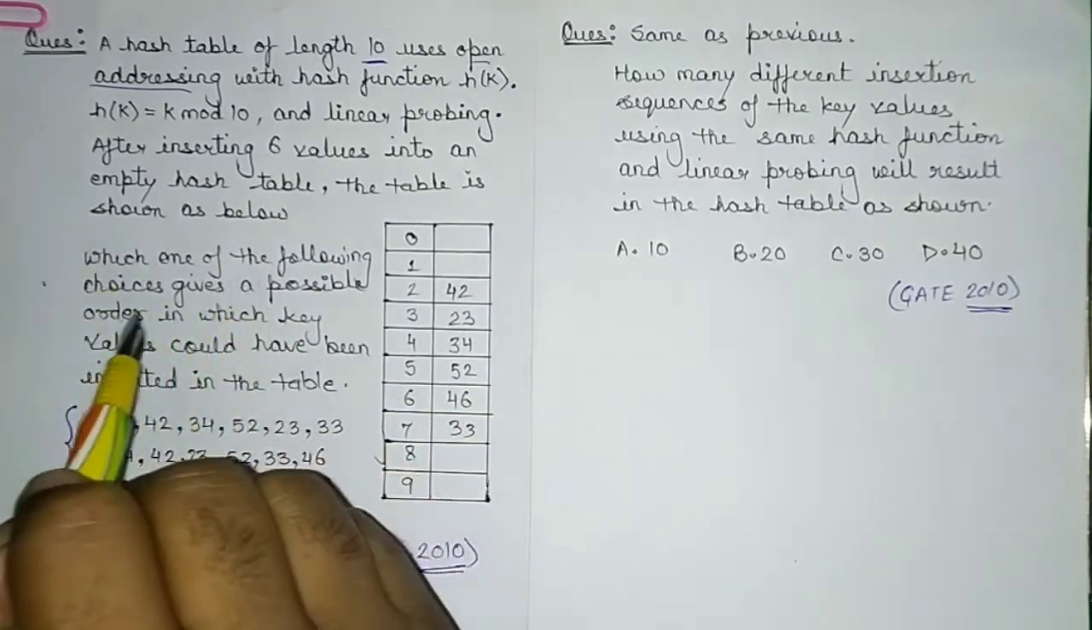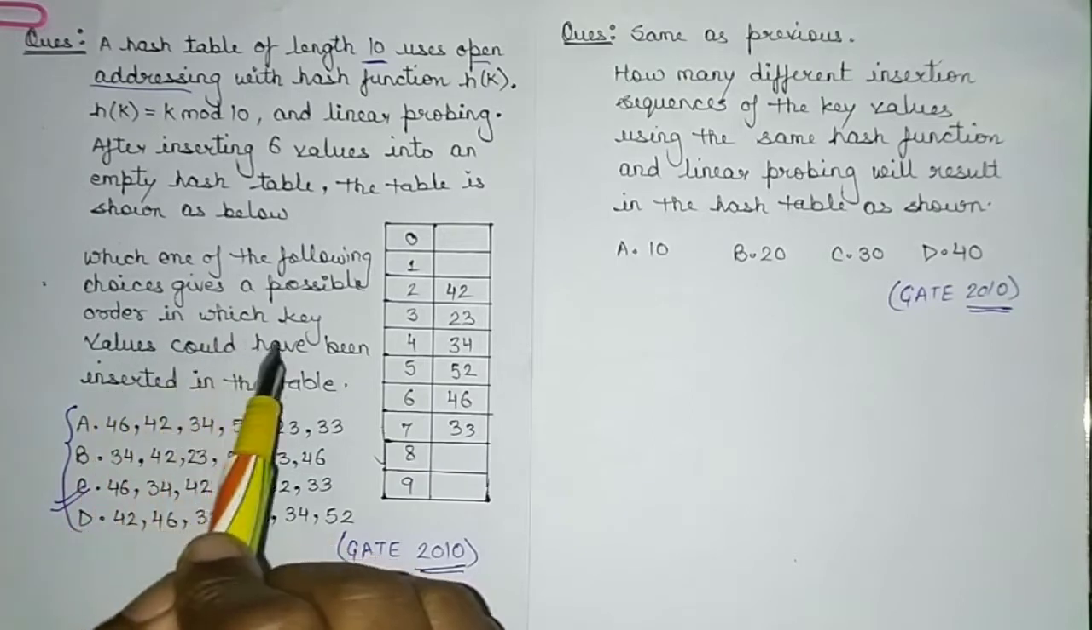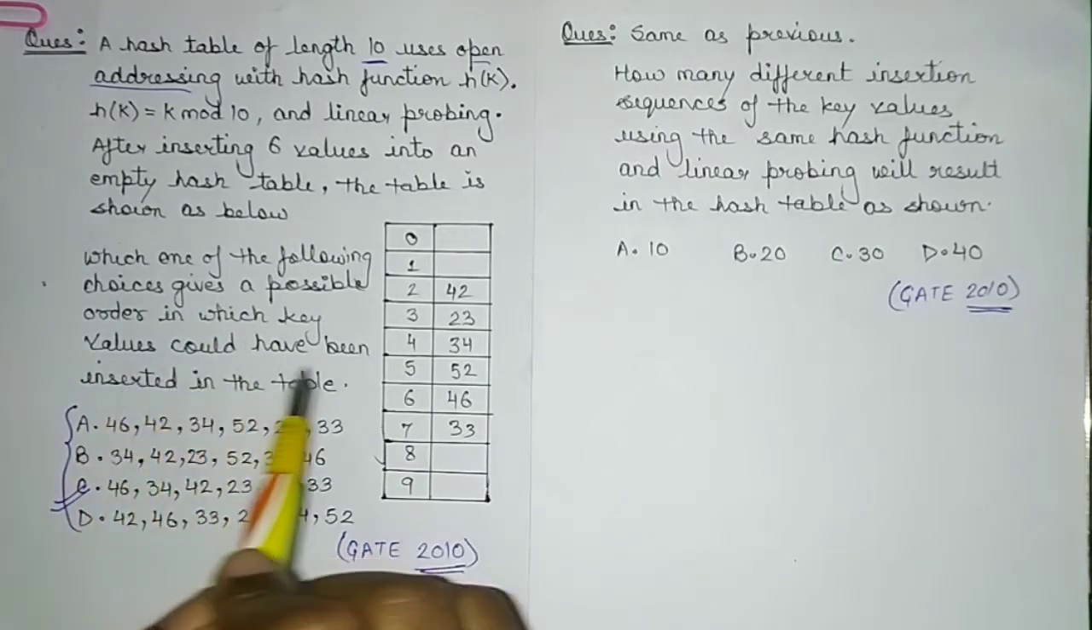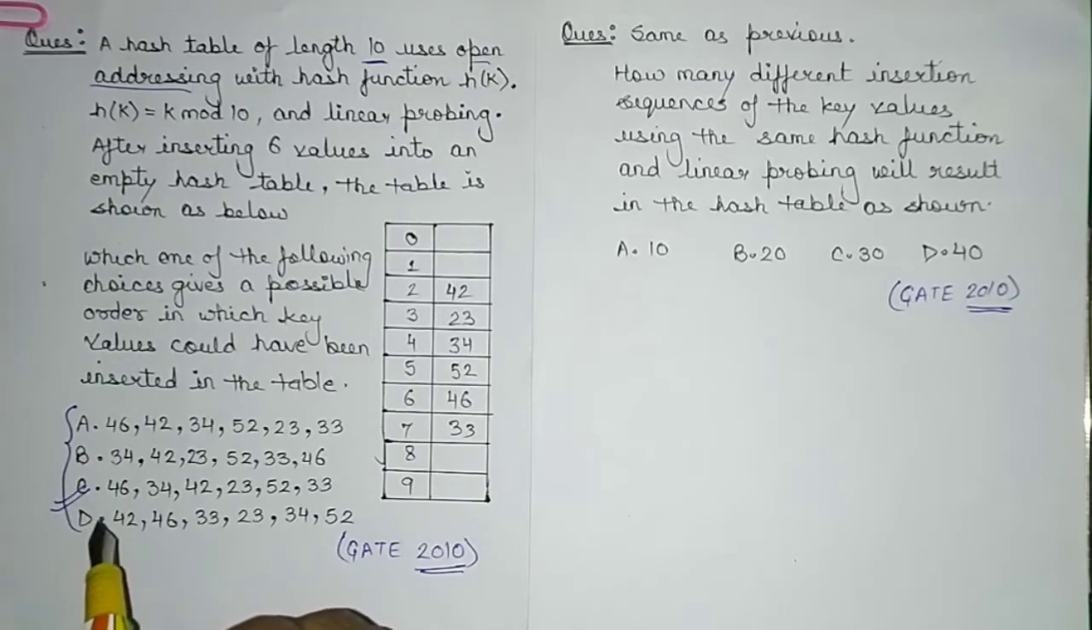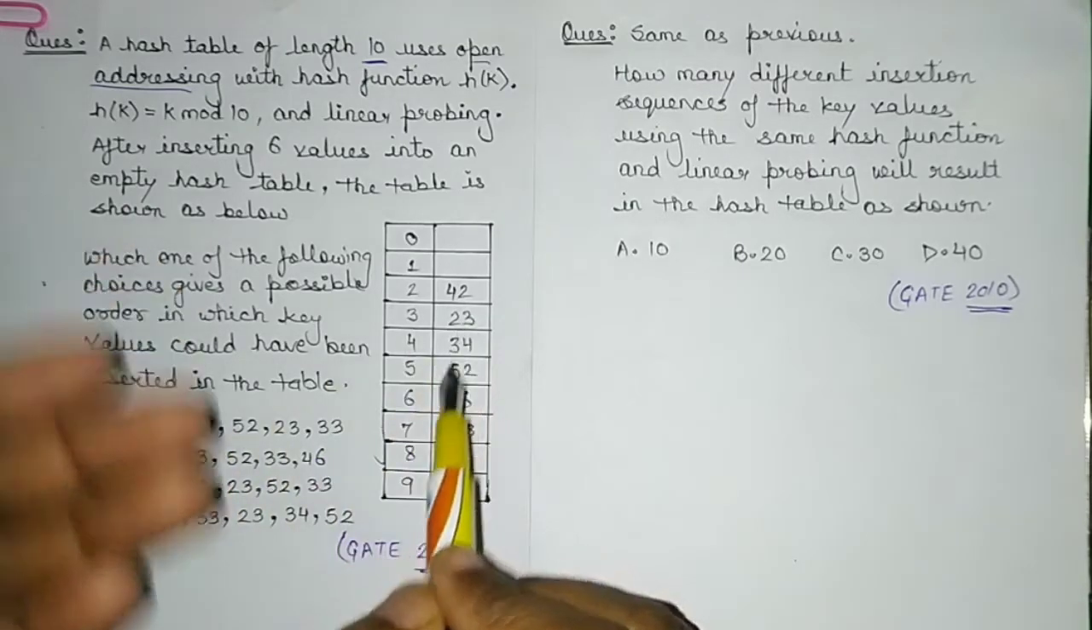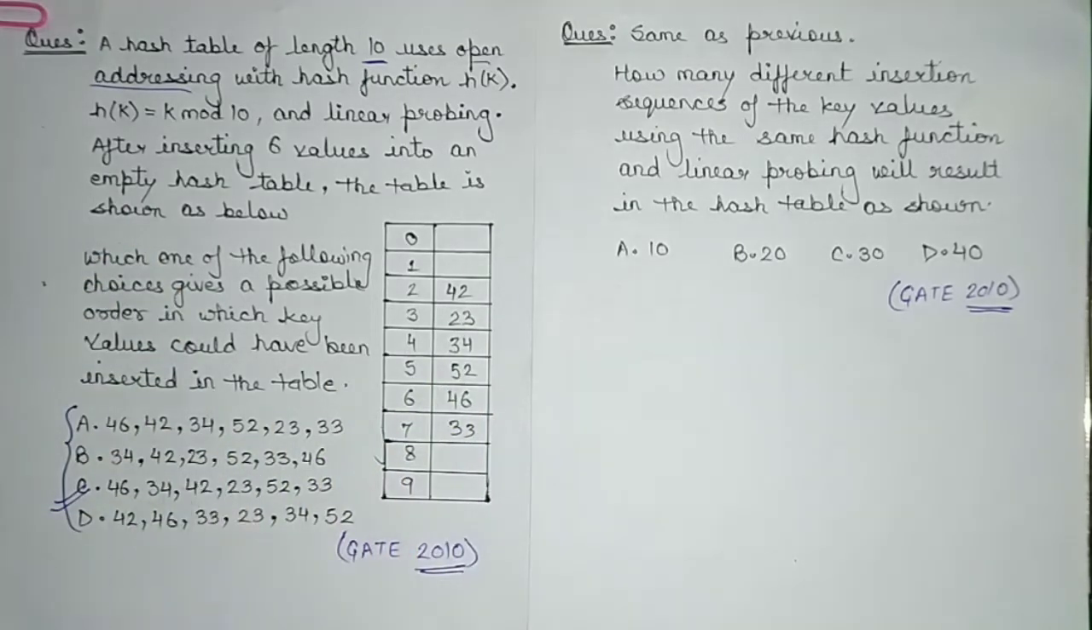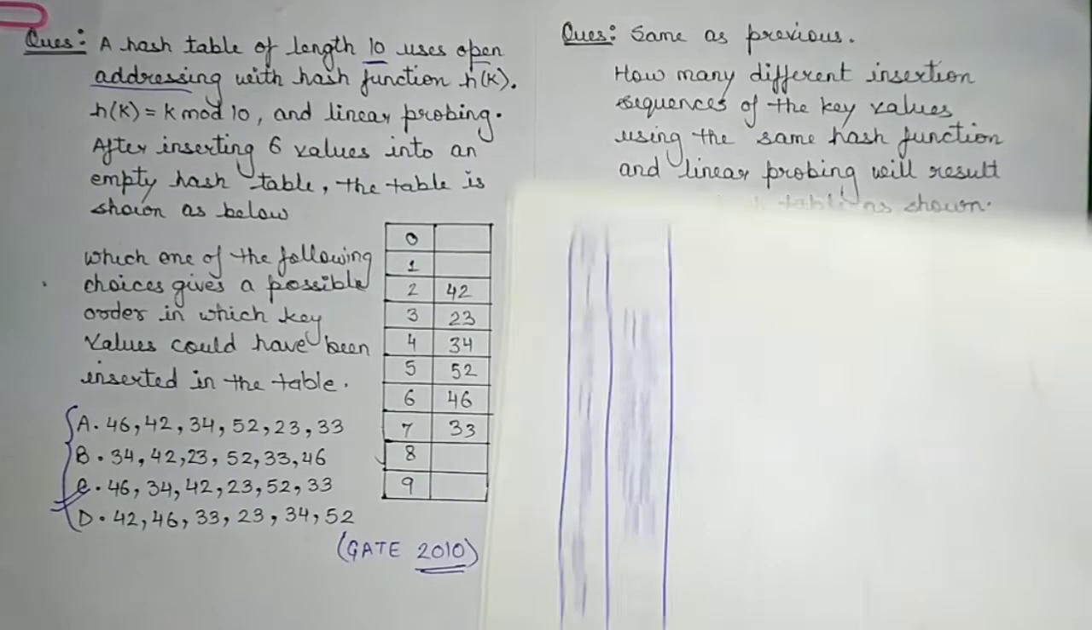Which one of the following choices gives a possible order in which key values could have been inserted in the table? So these are the 4 possible orders given, and they are asking out of these 4 which one is the correct order to get this particular table. The right answer is C, but let's see how we are getting the right answer.